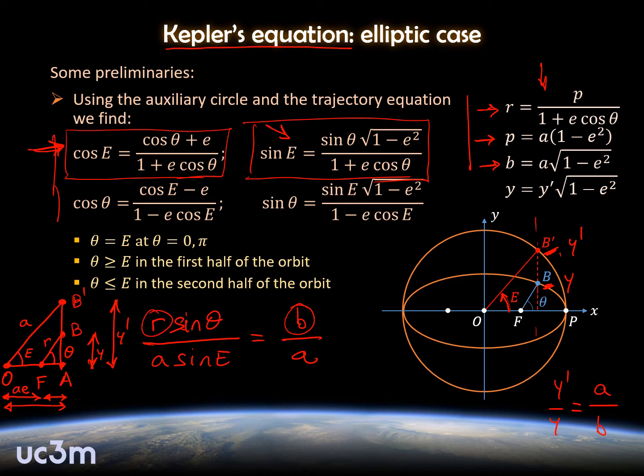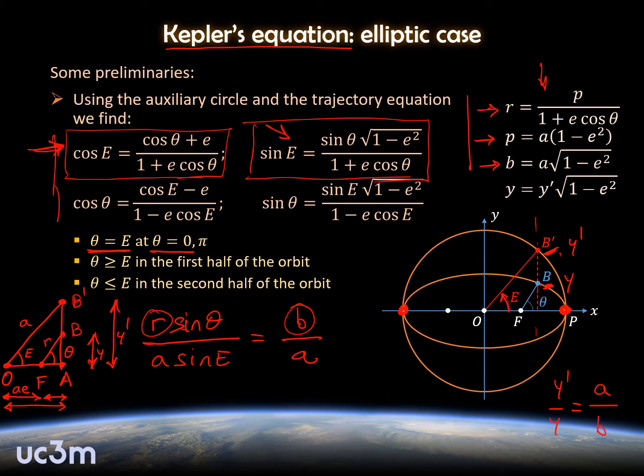For example, when theta is equal to 0, that is when the object is on the pericenter, both theta and E are equal to 0. So at that particular position in the orbit, the two anomalies, the true anomaly and the eccentric anomaly, correspond with each other. The same happens when theta and E are equal to pi, when we are at the apocenter.